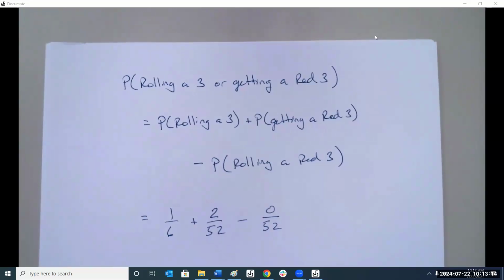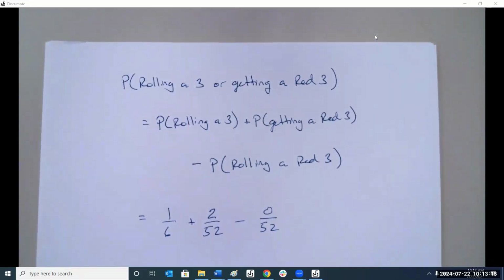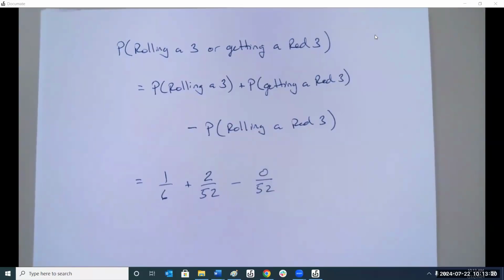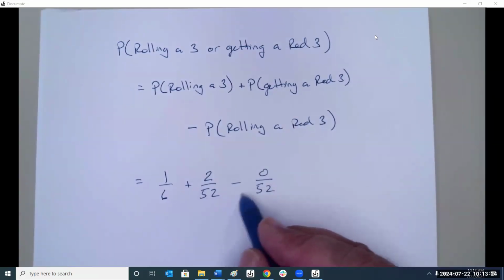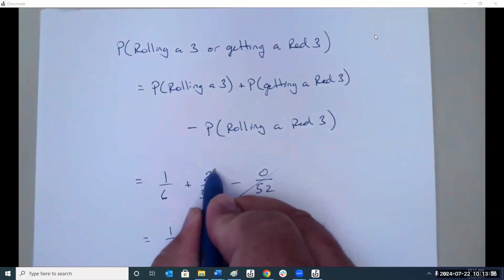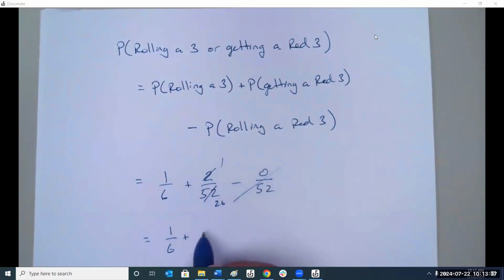That's not possible, because, as we'll talk about in a second, probabilities go between 0 and 1. So 0 divided by 52 is 0. Now we have 1/6. We can simplify this. Plus 1/26.